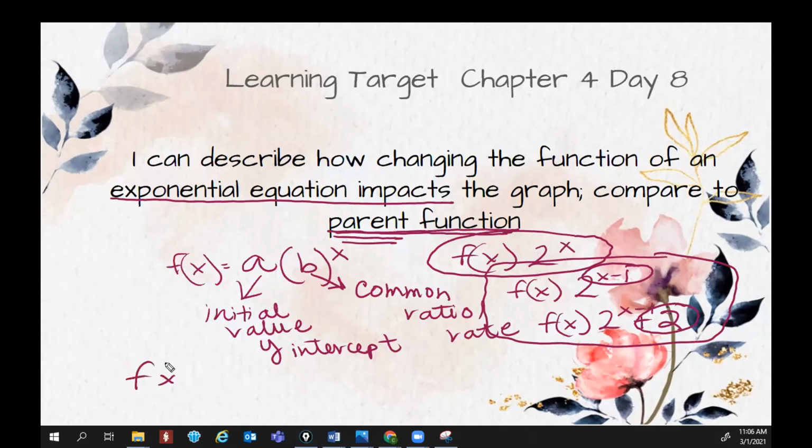The parent function can also look like this. Watch. Okay, it can look like this. It doesn't have to be the number 2. It could be different numbers. The parent function is just a common rate or ratio with an exponent. Just a regular exponent. Nothing being added or subtracted, nothing being multiplied, and then nothing at the end being added or subtracted.